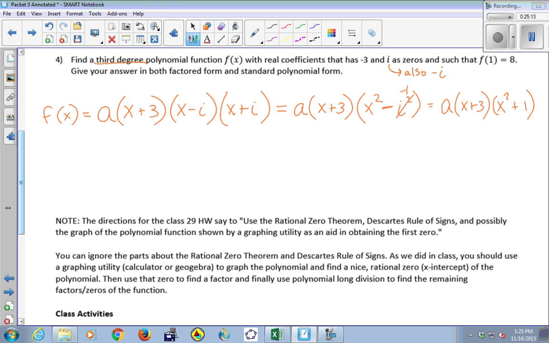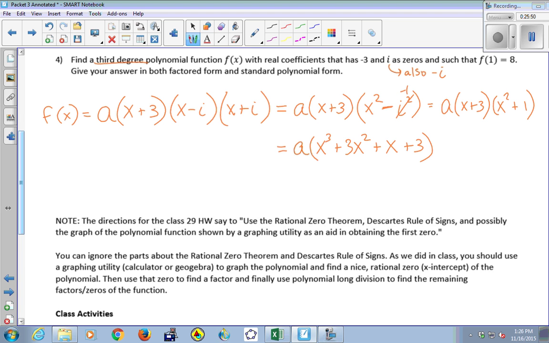All right, now let's FOIL x plus 3 times x squared plus 1, or the lobster claw or the box, however you learned how to think of that. So this becomes a times x squared is x cubed. And then my outer term is x. And my inner term is 3x squared and plus 3. All right, I'm almost done.